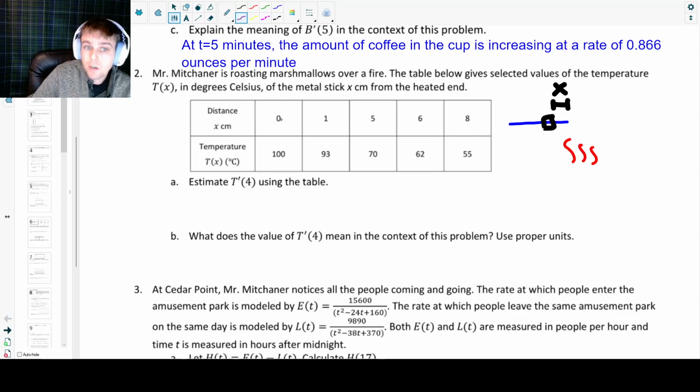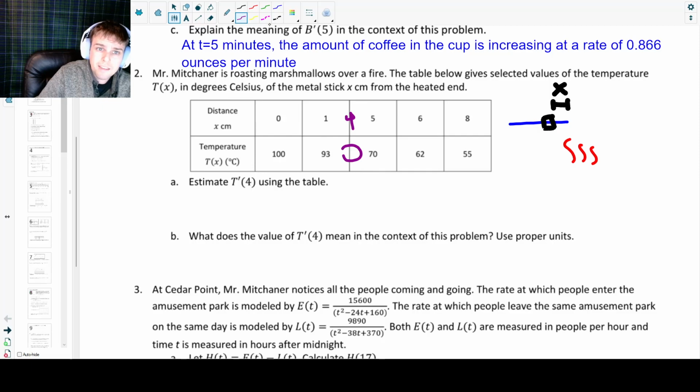So for instance, at 0 centimeters from the end of the stick, so all the way at the end there, the temperature is 100 degrees. 1 centimeter, so just a little bit in, it's 93 degrees, and then at 5 centimeters, it's 70, and we're moving farther away, and the temperature is going down and down and down. Anyway, estimate T prime of 4. So in this situation, we're estimating the value of a derivative given the table of our function. We don't know what's actually happening at 4 or even particularly close to it. I mean, 1 and 5 are somewhat close, but 4 is somewhere in here. And again, we don't know what the temperature is there.